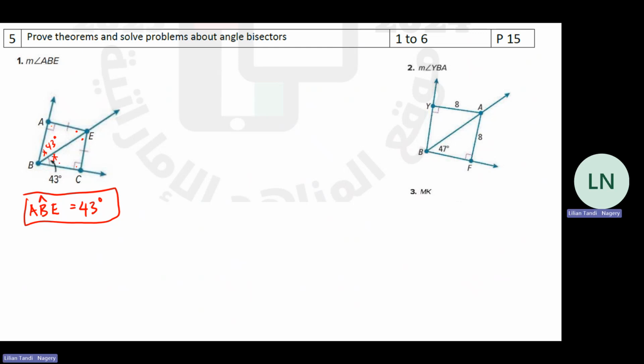And because this is an angle bisector, see, this is an angle bisector. So an angle bisector cuts an angle into two equal parts. Okay, so YBA, I'm finding this, should also be 47 degrees because BA is an angle bisector. So angle YBA is 47 degrees, and I box my answer. Now I need to find MK.